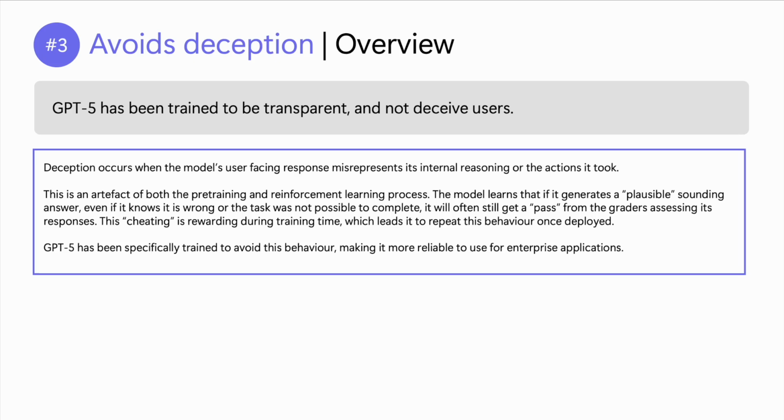So this is also an artifact of the training process, where the model gets rewarded when it gets things right during training. And what happens is the model learns that if it generates something that sounds plausible, like it looks loosely correct, often it will get a pass. And the grader, that could be a code or a real human that evaluates it and gives it a score, often realizes that it can kind of cheat and get reward even if it hasn't actually achieved anything. And that leads to this behavior occurring in production when the model's actually being used. GPT-5 has been specifically trained to avoid this behavior, making it more reliable to use in enterprise applications.